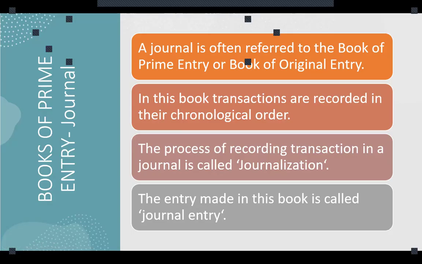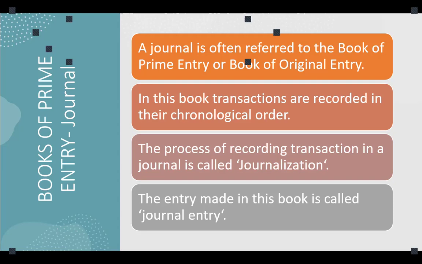First of all, we need to understand the concept of journal. We call it the book of prime entry. A journal is often referred to as the book of prime entry or book of original entry. Journal is the first step in the process of accounting, where we enter the transaction, that is the journal entry. That's why it is called the book of prime entry or book of original entry.